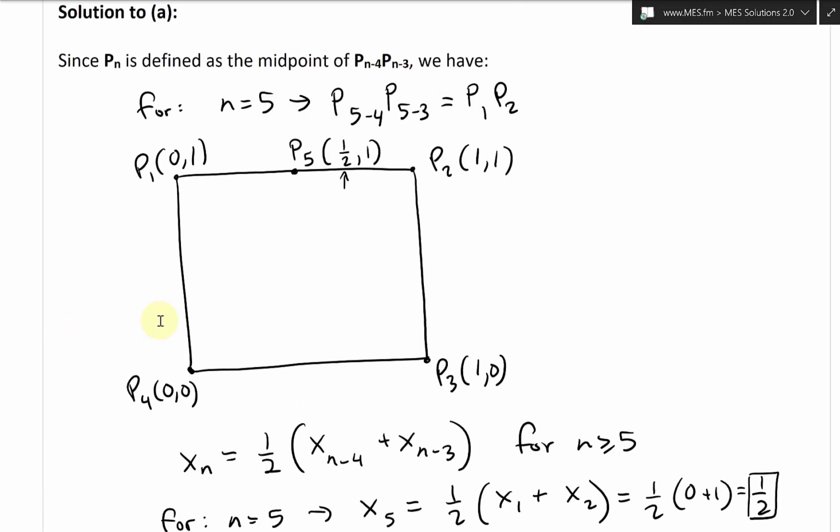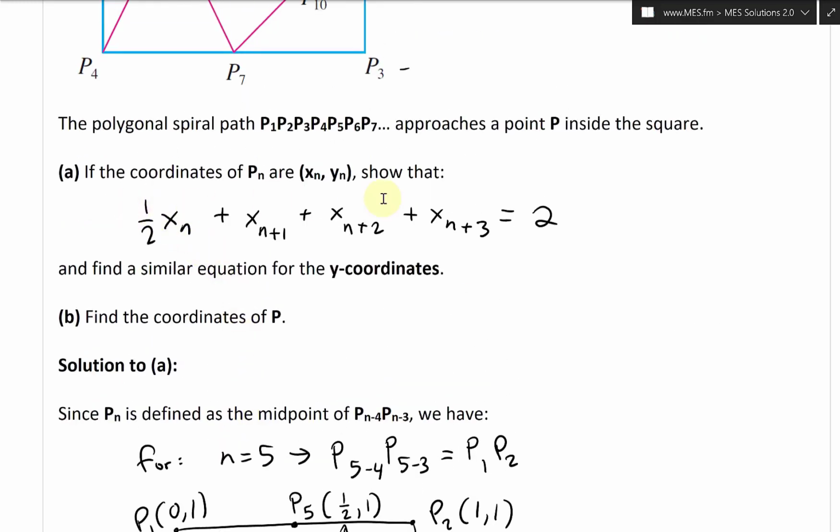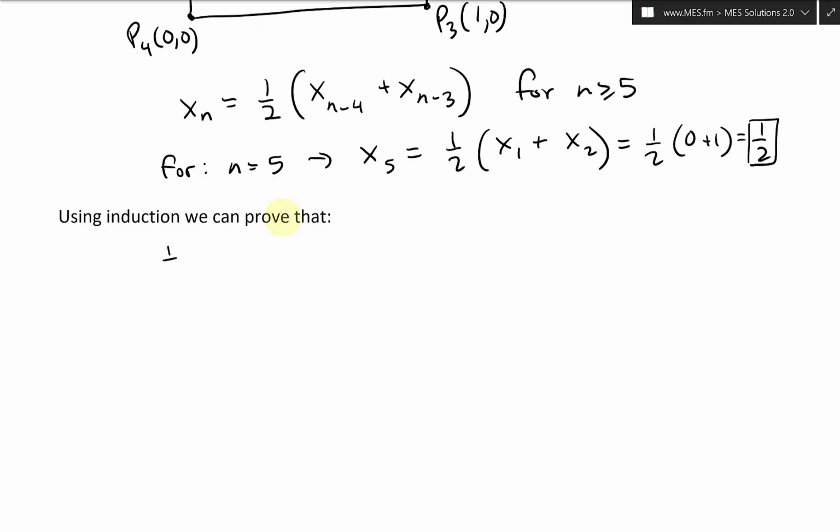Moving forward, we can use mathematical induction to prove the equation we were asked to solve. We can prove that 1/2 times xn plus xn plus 1 plus xn plus 2 plus xn plus 3 equals 2.